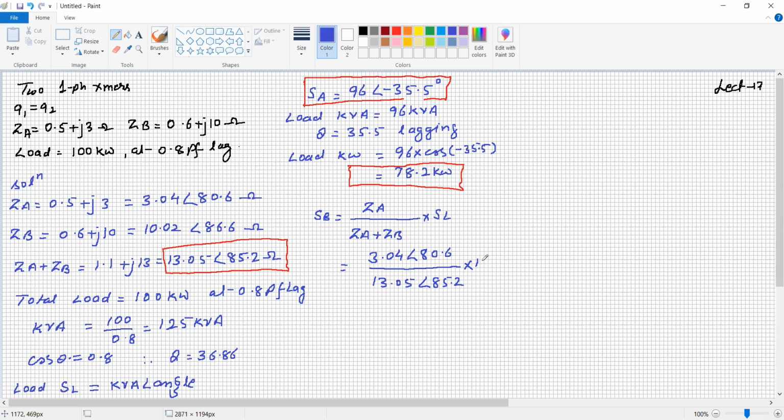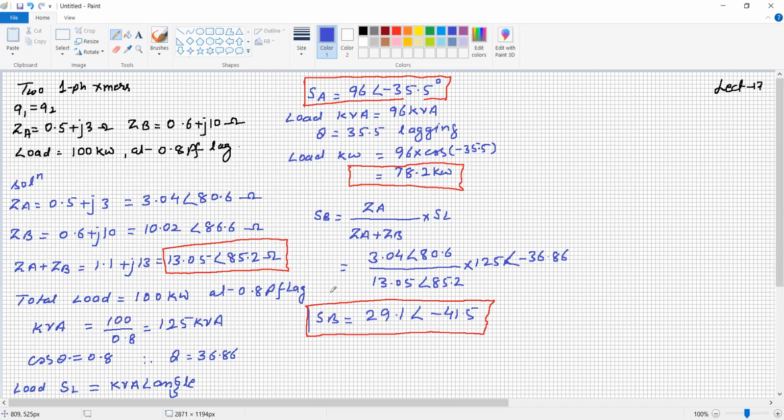It is 125 multiplied by, at an angle of minus 36.86. So it is equal to 29.1 at an angle of minus 41.5. So this is SB, the load kVA supplied by transformer B.